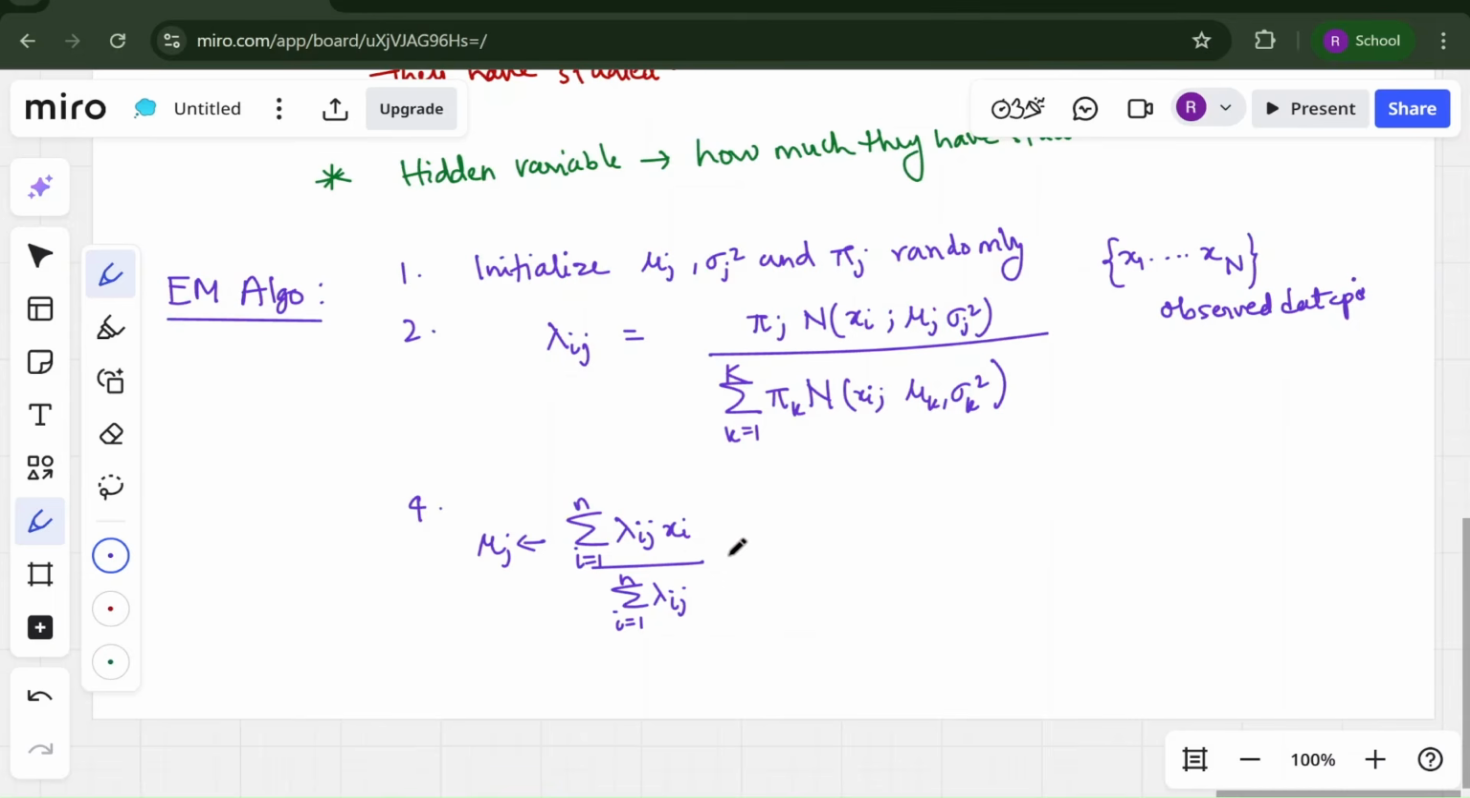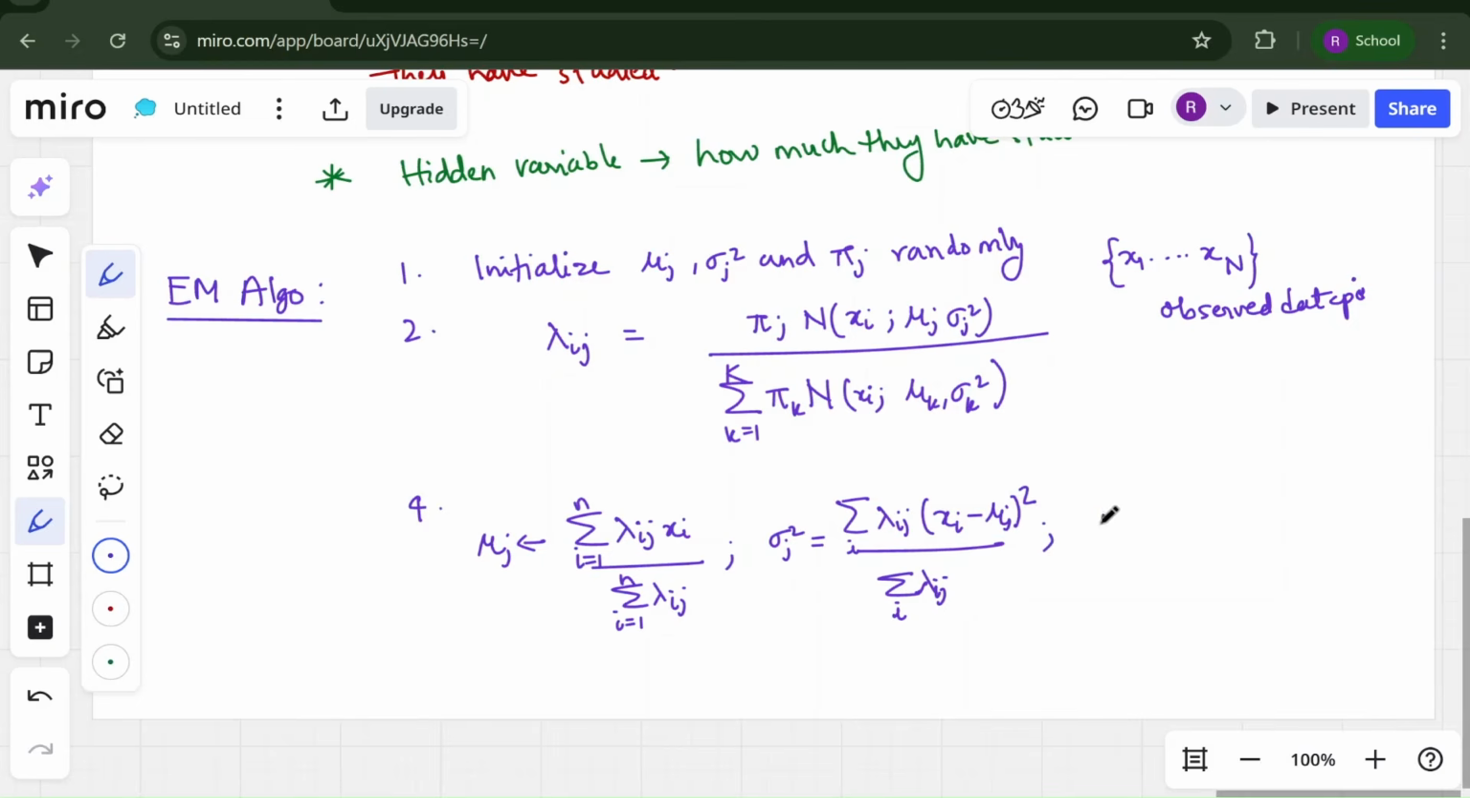Along with this, you also update sigma j square. How will you update it? You will take lambda ij times xi minus mu j whole square, divided by the summation of lambda ij. Again the sum is over i.